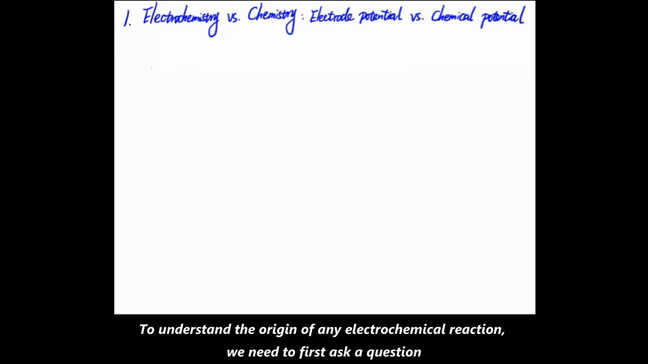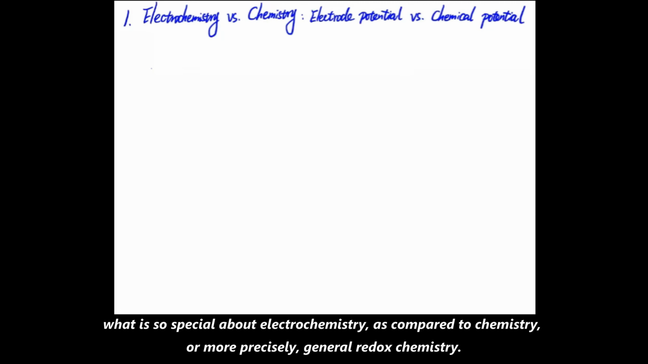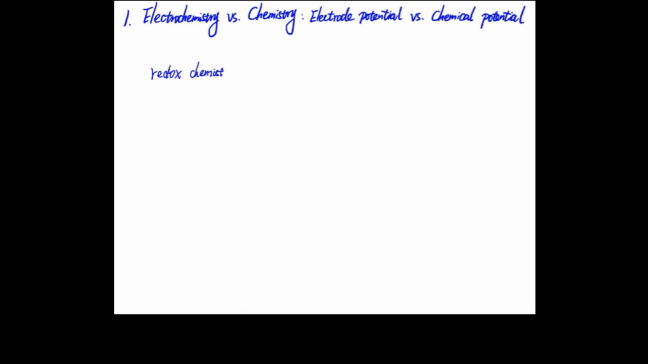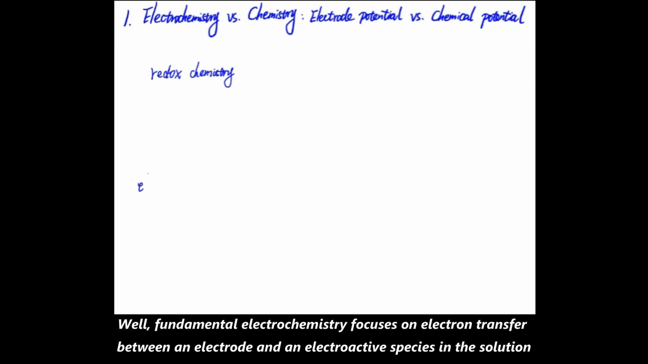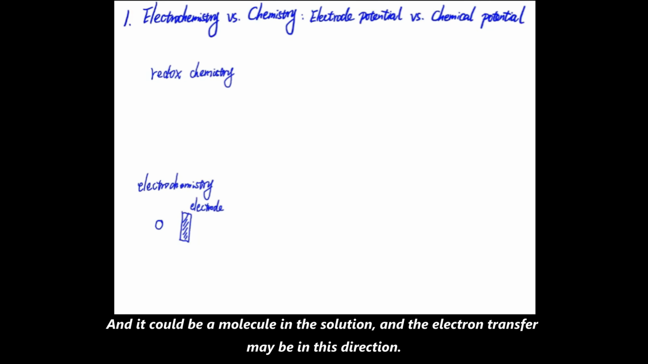To understand the origin of any electrochemical reaction, we need to first ask a question: what is so special about electrochemistry as compared to chemistry, or more precisely, general redox chemistry? Well, fundamental electrochemistry focuses on electron transfer between an electrode and an electroactive species in the solution, and it could be a molecule in the solution, and the electron transfer may be in this direction.